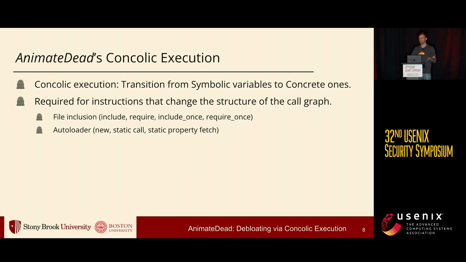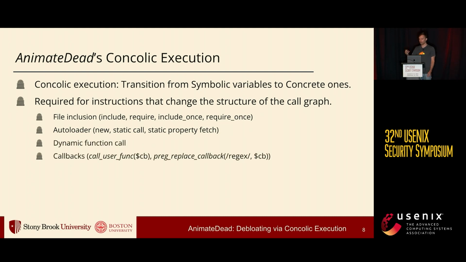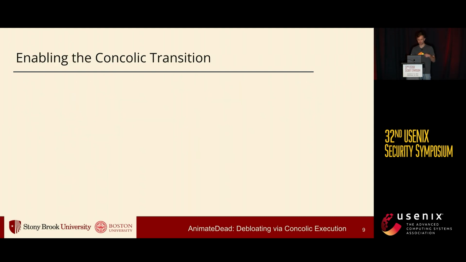In PHP, you can just instantiate a new class, and this callback would go ahead and find the definition of the class and include it for you. So you have to have a concrete class name. If you have a dynamic function call, and if you have a callback where the callback is a variable, again, you have to translate that symbolic variable to a concrete variable.